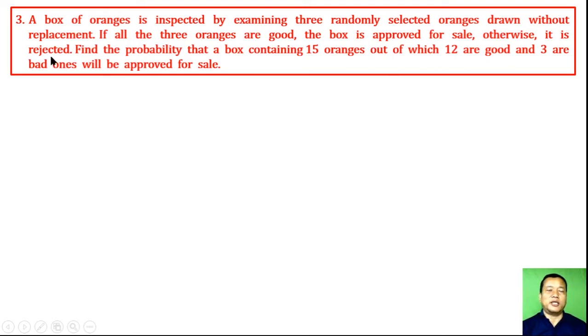Otherwise, it is rejected. Find the probability that a box containing 15 oranges, out of which 12 are good and 3 are bad ones, will be approved for sale.